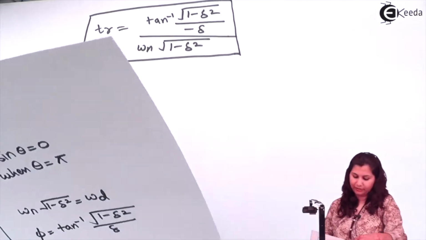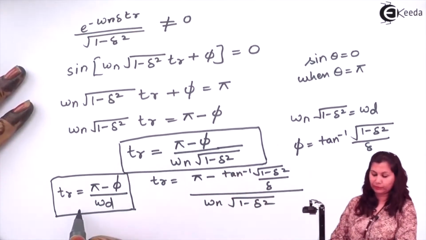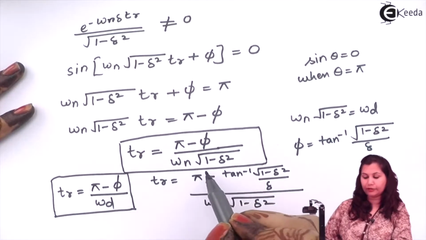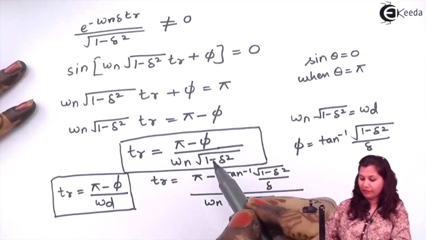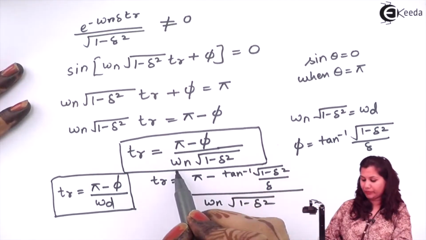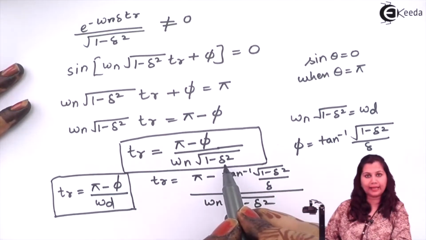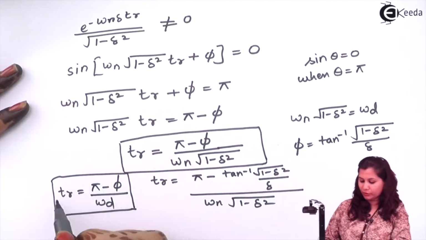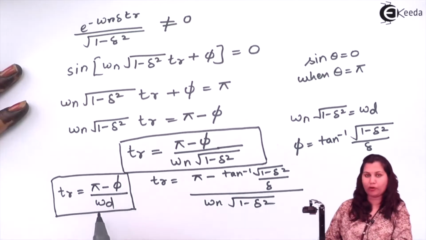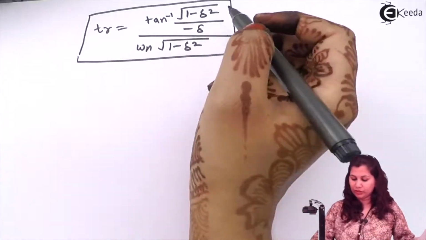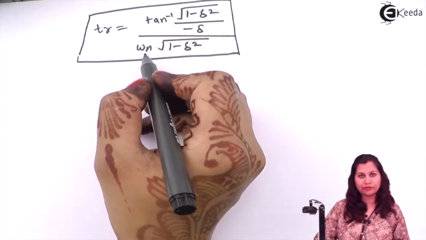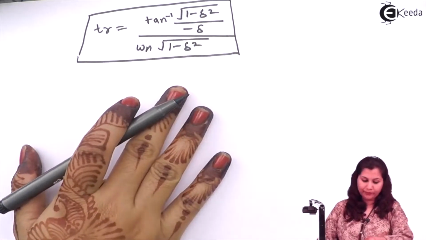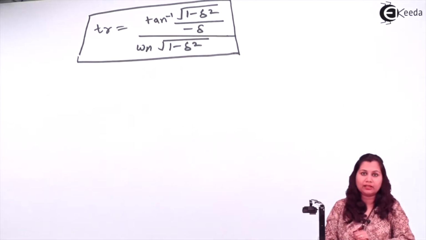Okay, so these are the three formulas by which we can calculate the rise time. First is pi minus phi upon omega n under root of 1 minus del square, when we know the value of phi, omega n the natural frequency, and del the damping ratio. If we know the damping frequency, then we can use the formula pi minus phi upon omega d. And if we know the value of only the natural frequency and del, then we can use the last formula. Okay, so in this way we can calculate the rise time.